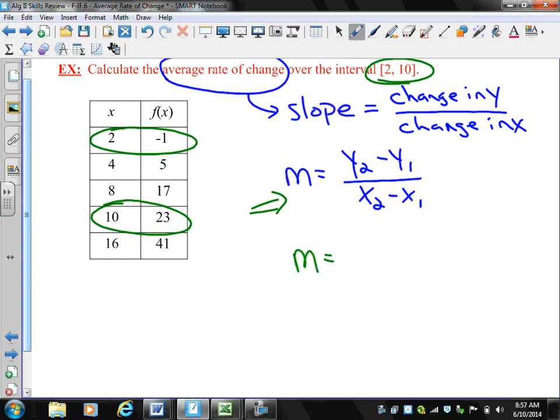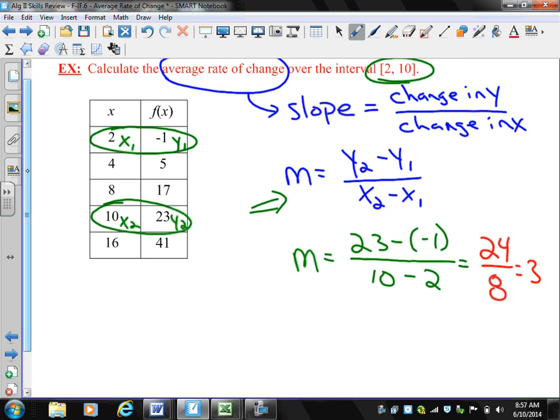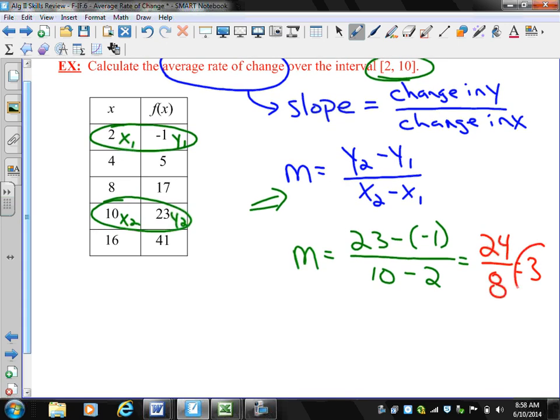Okay, so I'm going to call this x1, y1, x2, y2, and I'm going to put in my values. So I'm going to have 23 minus -1, over 10 minus 2. So 23 minus -1 is 24, over 10 minus 2 is 8. And I know that 24 divided by 8 is 3. And that's as simple as I can make it. That's my average rate of change. My average rate of change is 3.